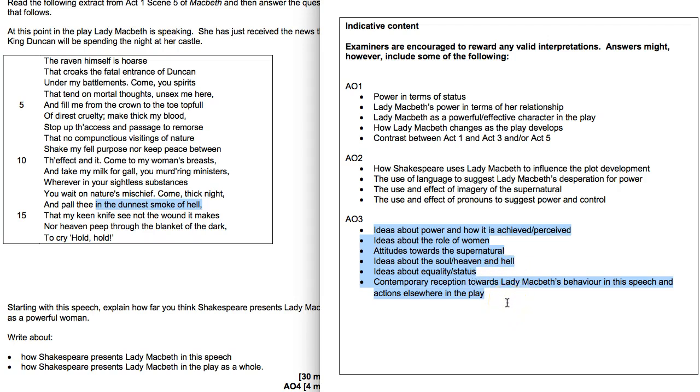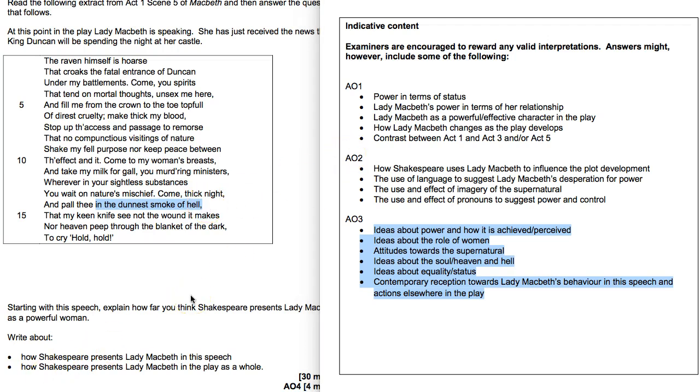You need determination to do this. Don't panic and suddenly write loads and loads about the extract. You're allowed to do that, of course, but it will stop you getting that balance where you're forcing yourself to link a point you make here to its use elsewhere in the play. And that's the easiest way to get into the top band.